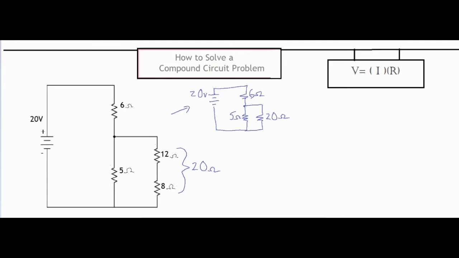I'm going to continue on until I can condense my circuit down to look like a series circuit. So I see this little parallel circuit within my compound circuit with a 5 ohm resistor in one branch and a 20 ohm resistor in another branch. I'm going to go ahead and take those two resistors and combine them into a single resistor.